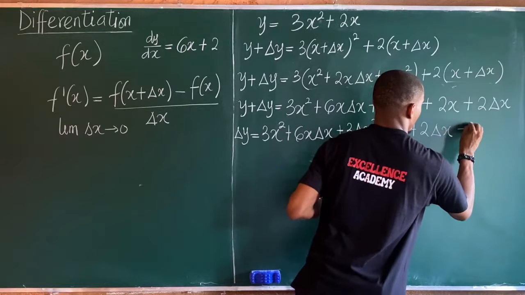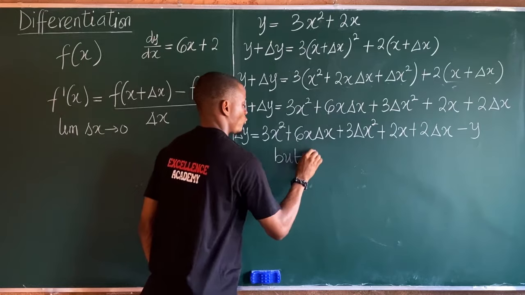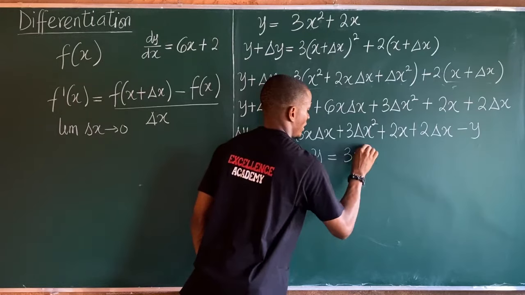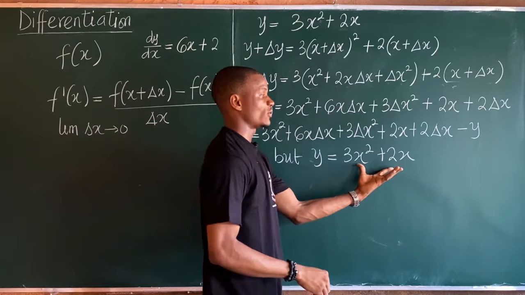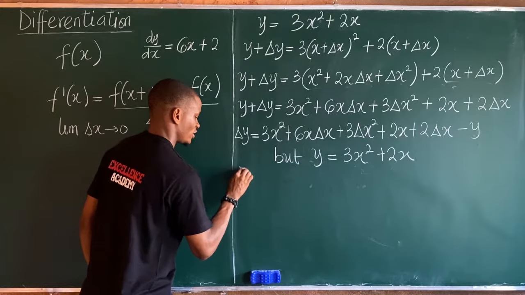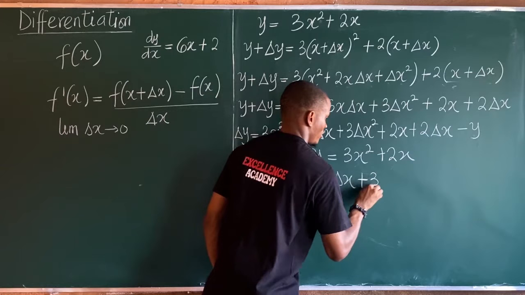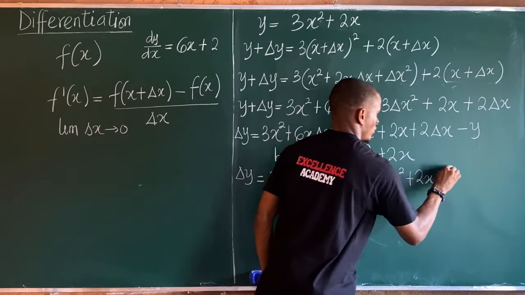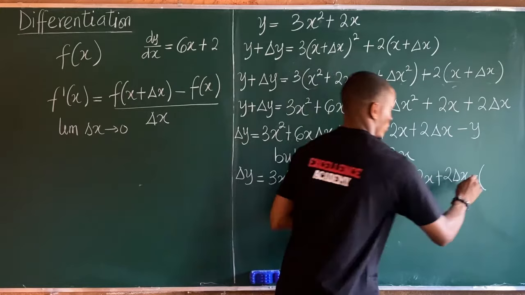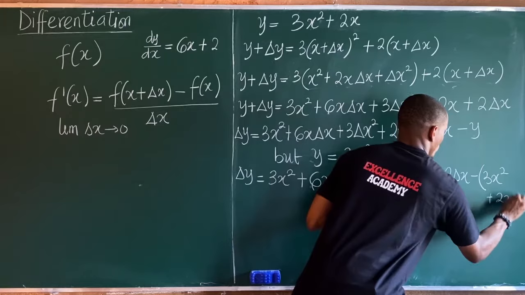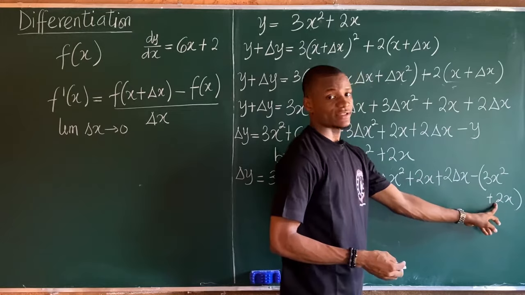All right, but we already have that y is equal to 3x squared plus 2x. So I'll substitute this value into this position here. So change in y is equal to 3x squared plus 6x change in x plus 3 change in x squared plus 2x plus 2 change in x minus y. The value of y here is 3x squared plus 2x. Observe that I encase y in a bracket. Please be very careful with this. So put this value of y here, but put it in a bracket first.